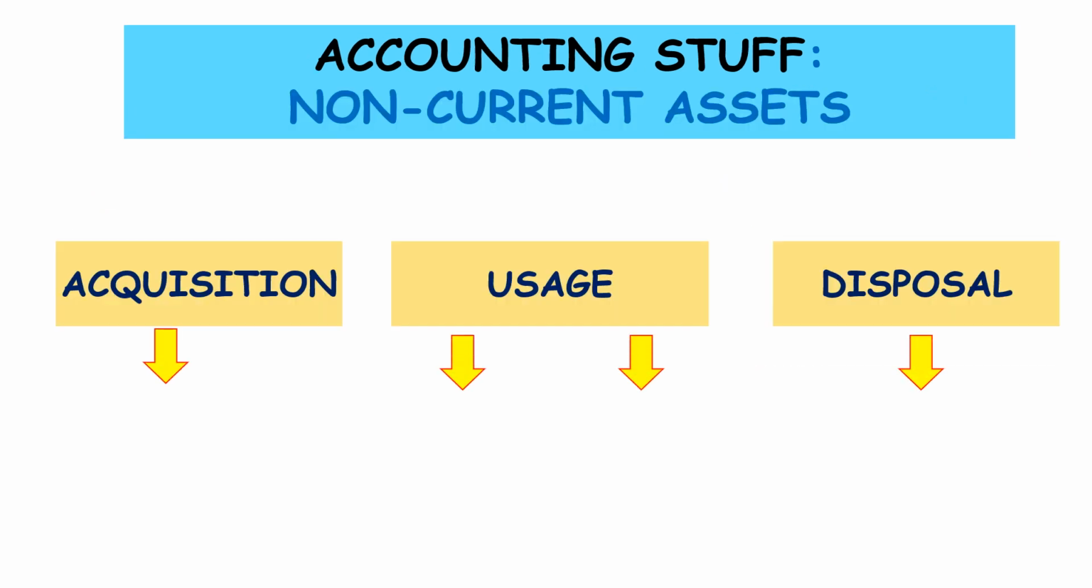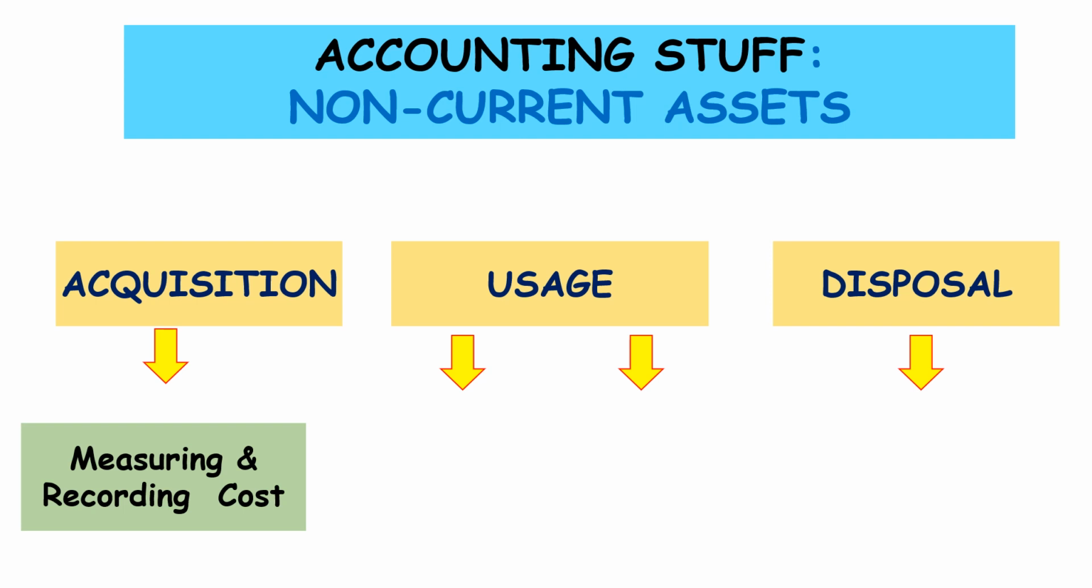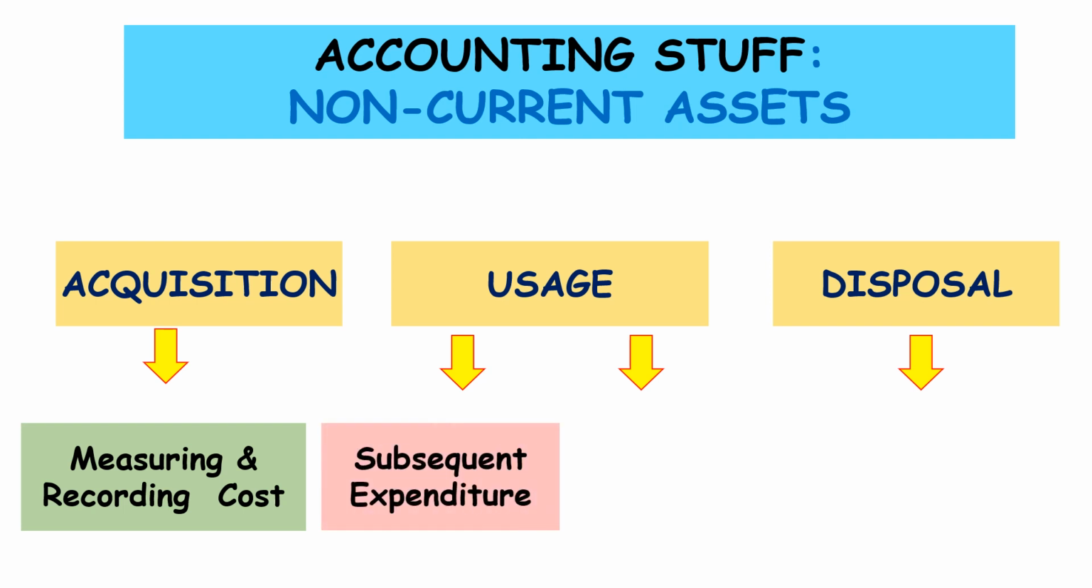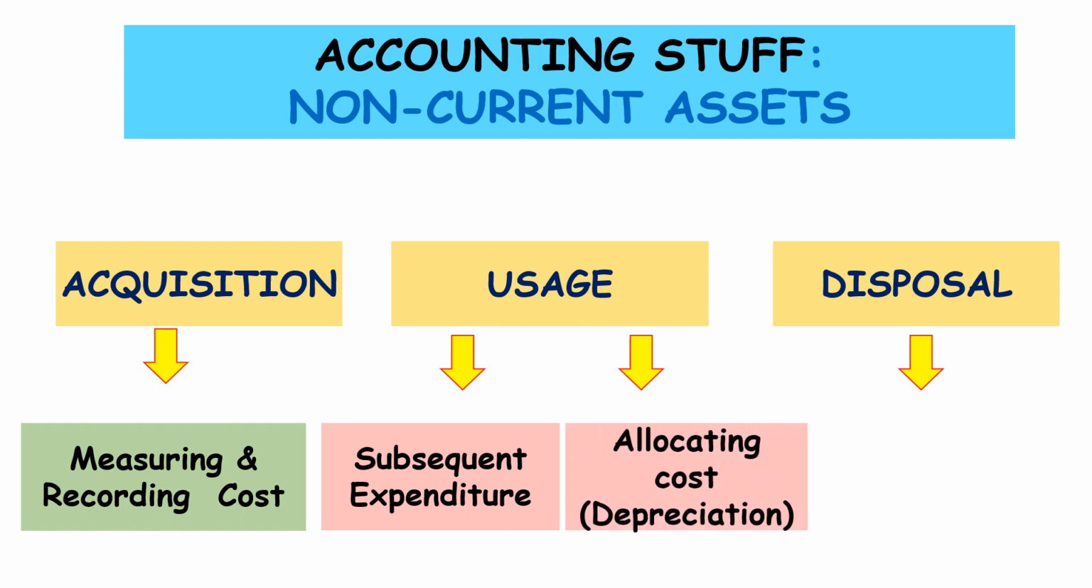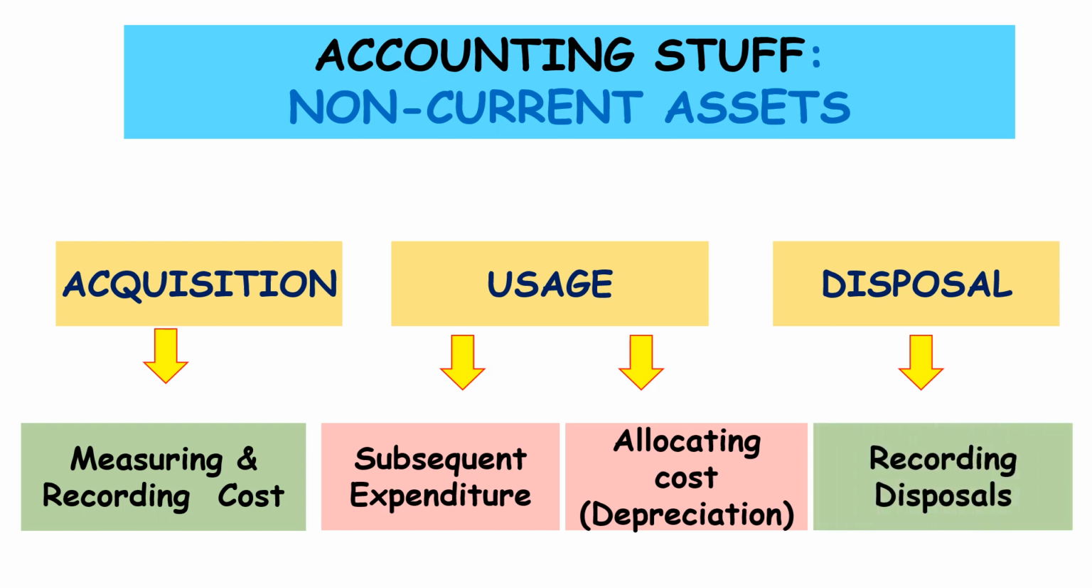So finally, once more, we have acquisition. That means measuring and recording the cost of the asset. We have subsequent expenditure, money spent after acquisition. We need to know whether it's a capital expenditure or a revenue expenditure. And then we have allocating of the cost of the asset, which is depreciation. And finally, we need to record the disposal of the assets. So this was an introduction to non-current assets, and I hope that you understood this video.